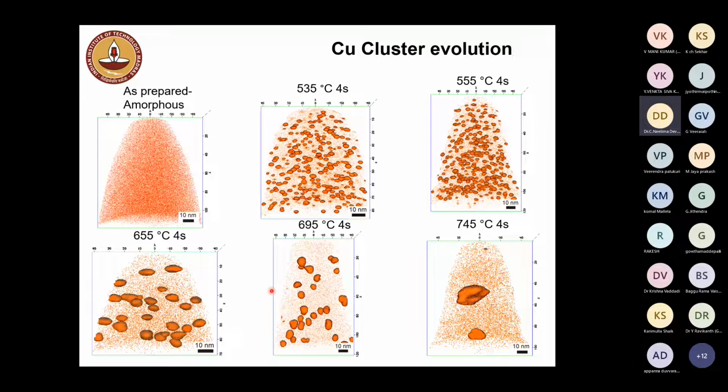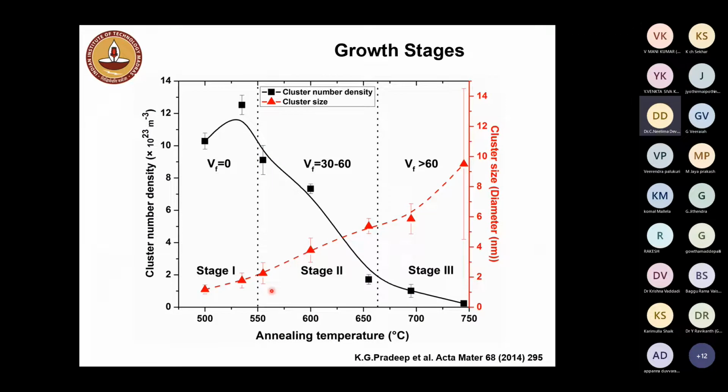If you now want to understand how this coarsening is related to the nanocrystal evolution, we can summarize this observation in the form of a variation of number density versus the volume fraction. You can see that the copper cluster size increases with increasing temperature and the number density decreases with increasing temperature. This size variation with number density, you can now split into three different stages.